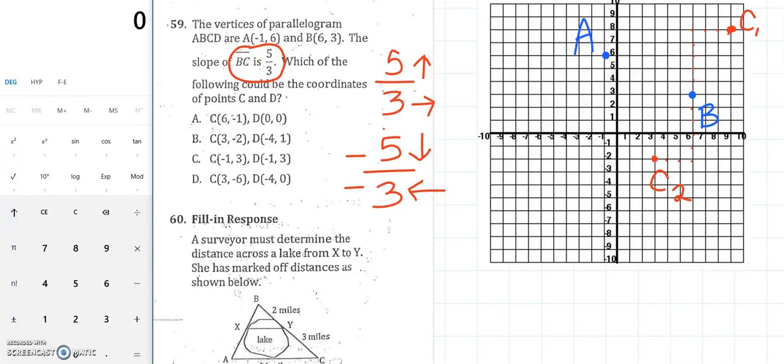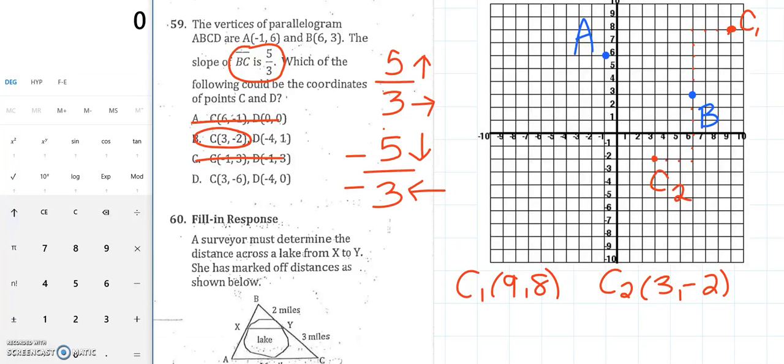Let me look through the list and see if either of these match up. Now C1 is at the coordinate (9, 8). C2 is at the coordinate (3, -2). So let's look through our list, because these are only two options. For choice A, that C is not one of our choices. For choice B, (3, -2), I like that. So I'm going to keep that as one of my options. Now for choice C, (-1, 3), nope, not going to work. And then for D, (3, -6), nope, not going to work.